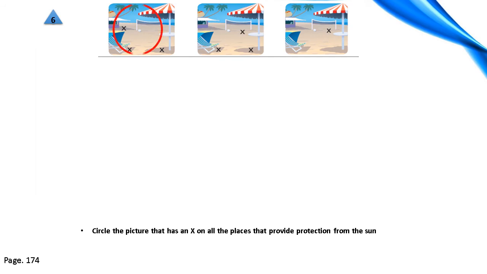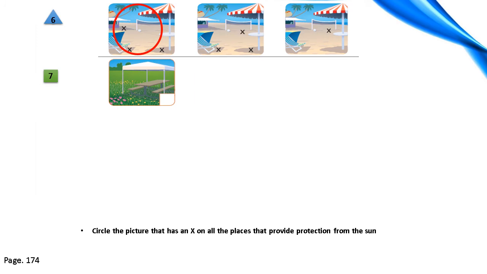Last of all, let's solve our last exercises on page 174. And here, in question number 6, we are asked to circle the picture that has an X on all the places that provide protection from the sun. Great job! Let's circle the far left picture in which each shaded area has an X.